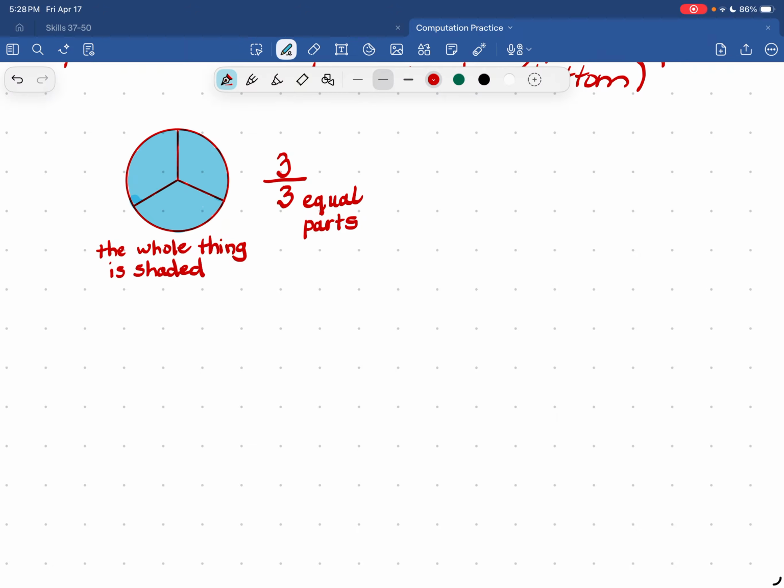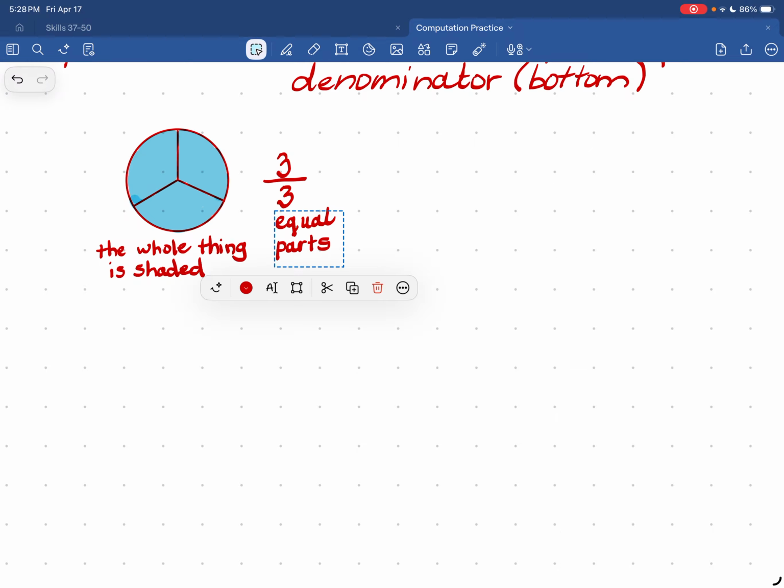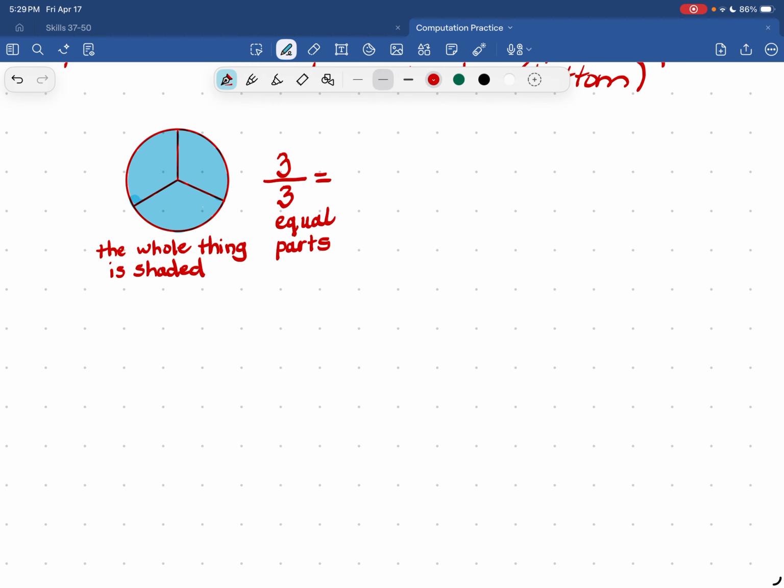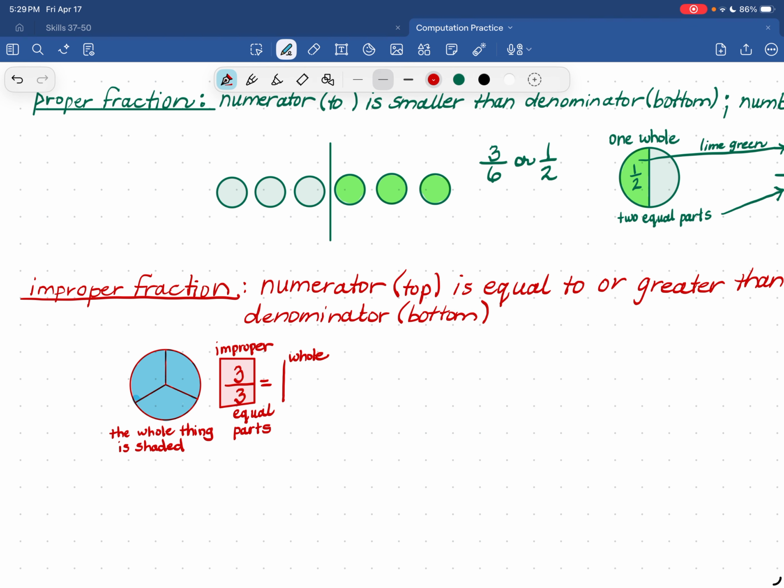And that also means that 3/3, let me move this down just a little bit. 3/3 is equal to 1 whole piece. So 3/3 is an improper fraction. All right? Improper. As opposed to that proper fraction where the numerator is smaller than the denominator.